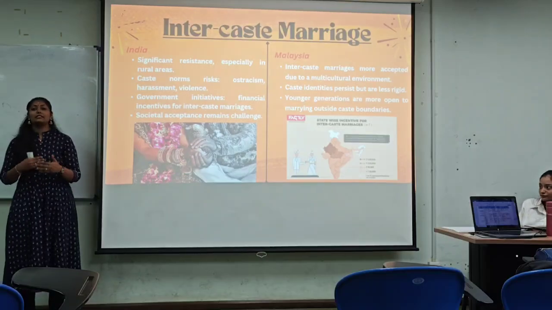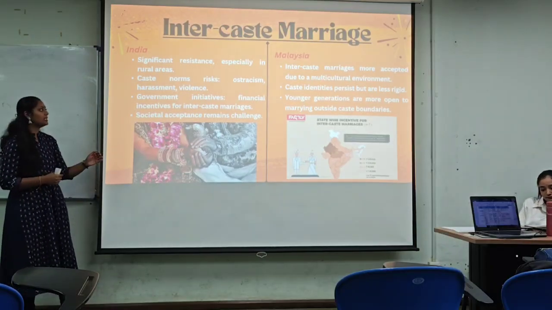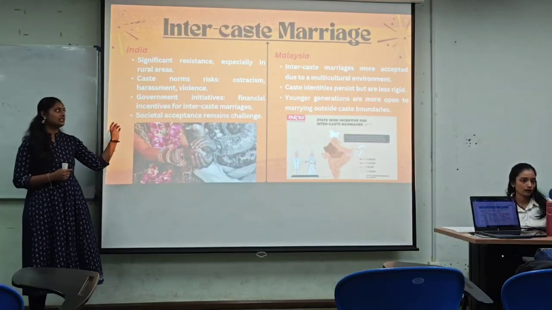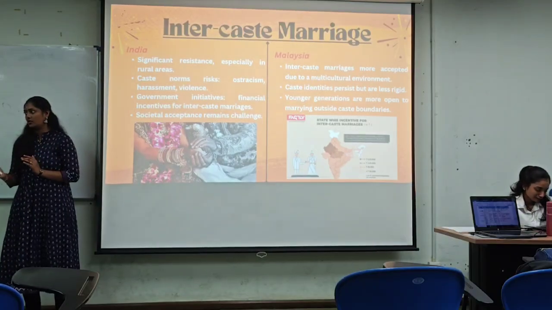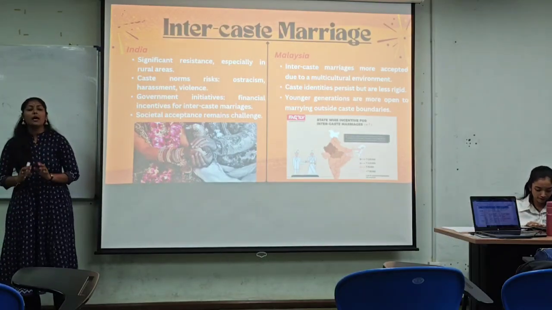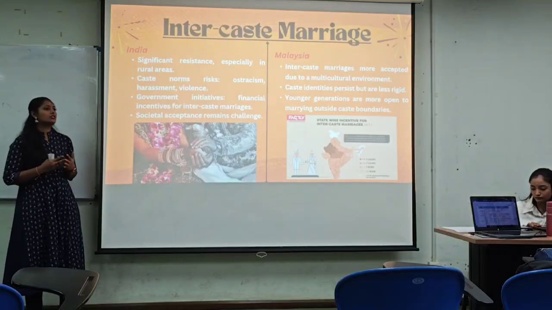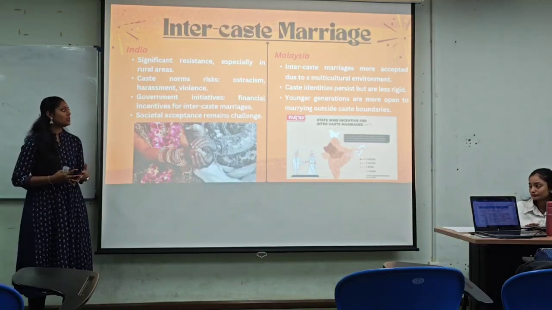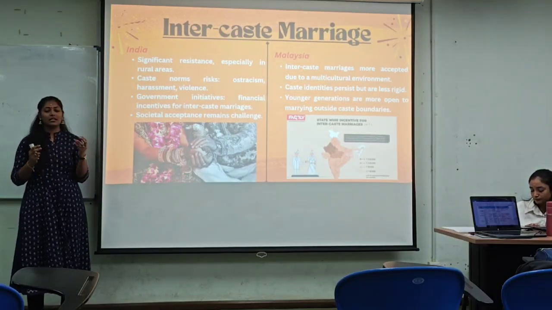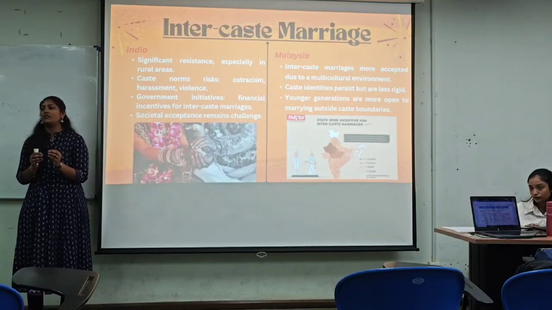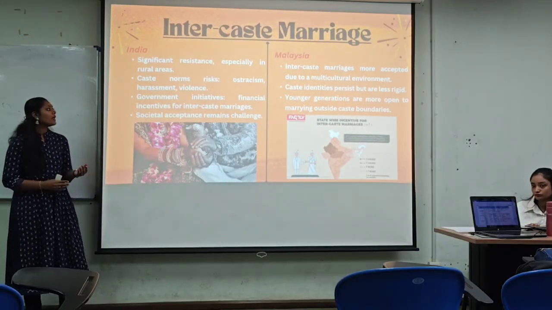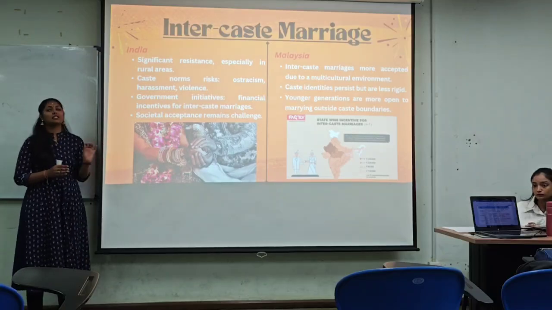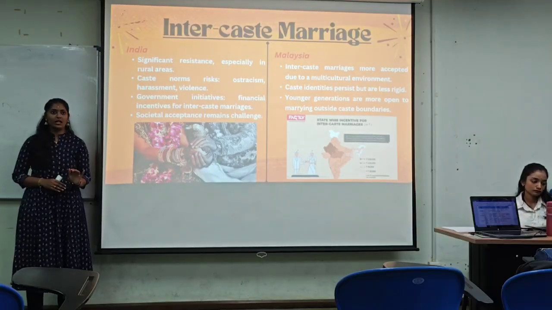Government also have taken certain initiatives. For example, they are giving financial incentives for the couples who are marrying against all the societal norms, which is the inter-caste marriage. But as I said, still it's not that much effective because the caste system is very strong against all the policies and so on in India. So the societal acceptance remains challenged in India.